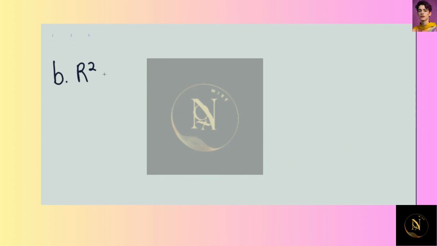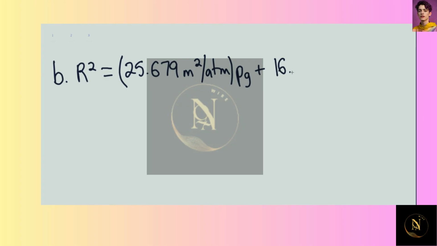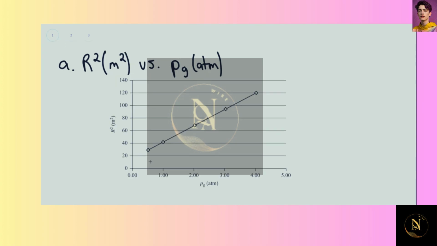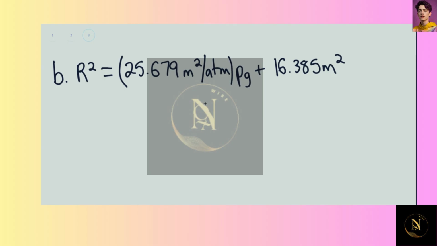For part B, we can then say that r squared would be equaling 25.679 meters squared per atmosphere multiplied by the gauge pressure, and then plus the y-intercept of 16.385 meters squared. This would, of course, be somewhere around here, and that is in line with this linear slope. And so at this point, we can then solve the y-intercept in terms of h.